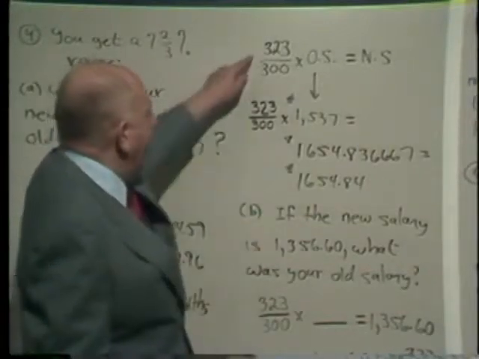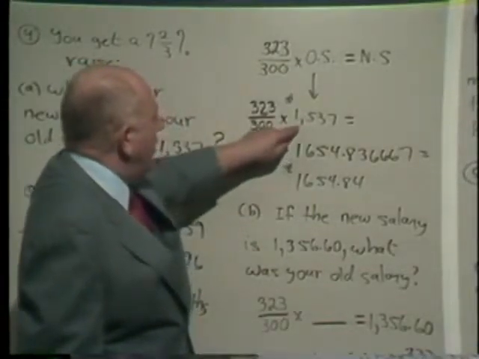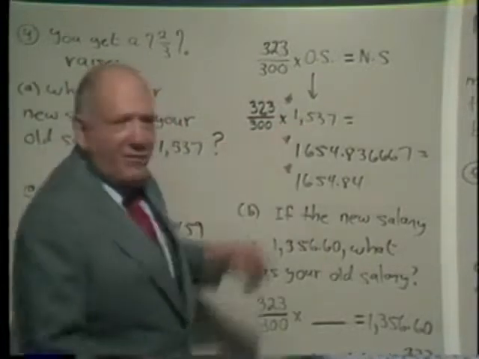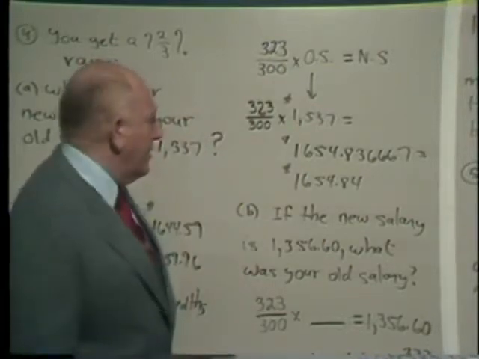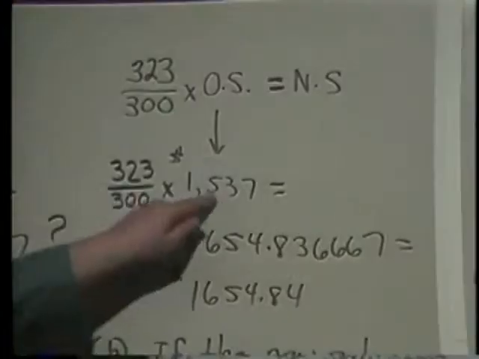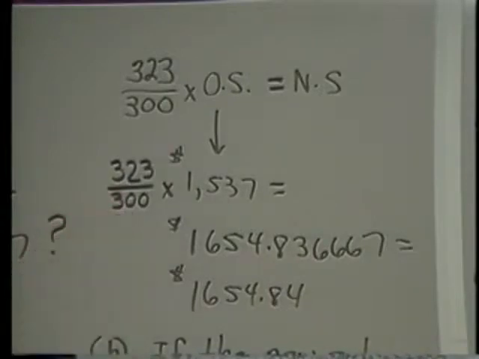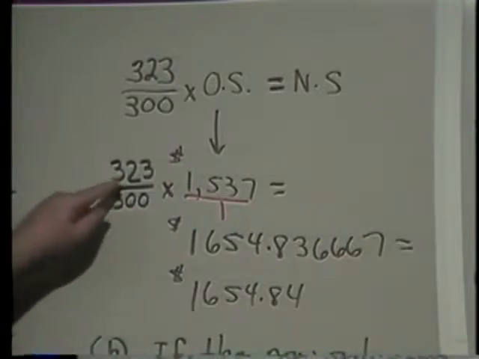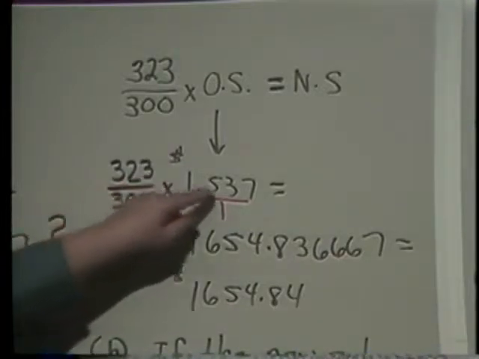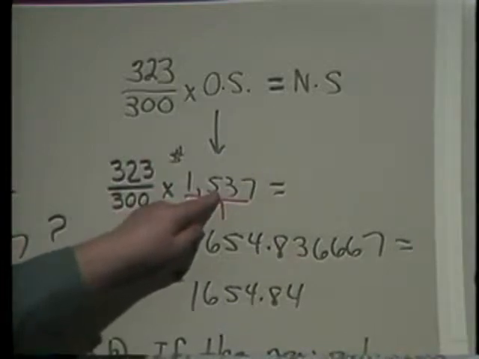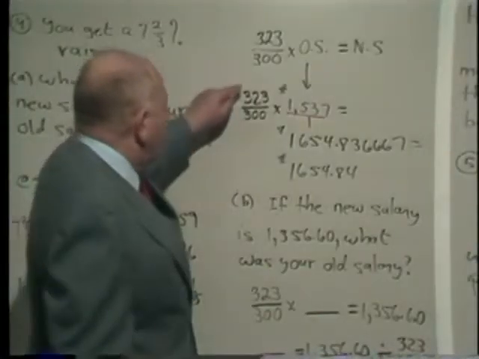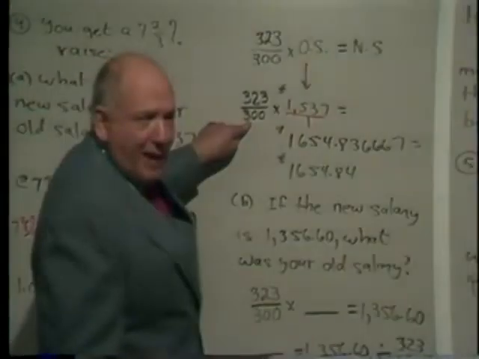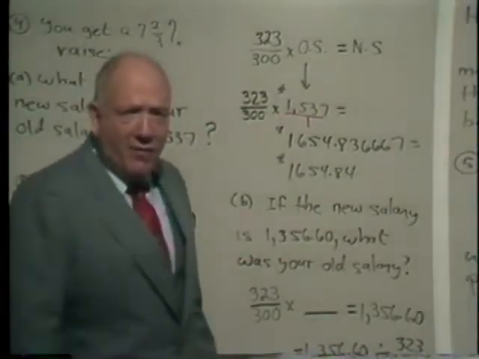Now, how do you handle this problem? In this problem, you're given that the old salary is $1,537, so you simply multiply that by 323 over 300. And how do you do that on the calculator? You multiply the numerators and divide by the denominator. Remember, whenever there's no denominator, you can always assume that it's 1. So on the calculator, you take 323, times that by 1,537, get the answer, divide that by 300. And by the way, you can do these in any order you want. You could have started with the 323, then divided by the 300, then multiplied by the 1,537.